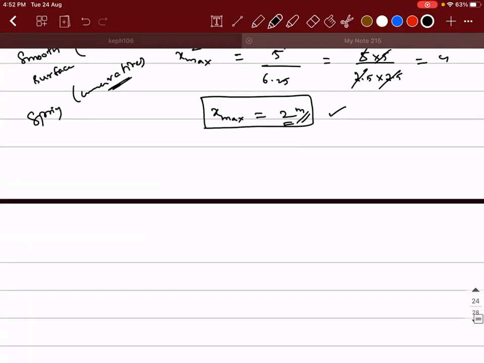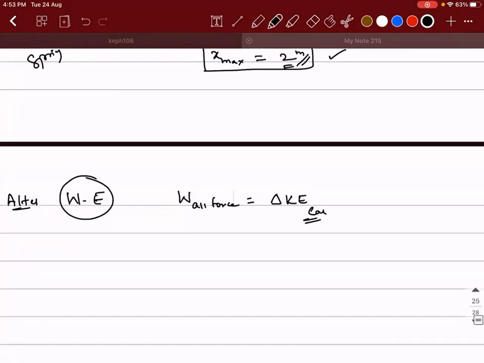Whereas if I try to solve the same problem using work energy theorem, observe the approach. When I use work energy theorem, what does the statement say? Work done by all forces is equal to change in kinetic energy. So here, who is having the kinetic energy? The car. So what is the work done by all the forces? That is work done by car, which is nothing because it's moving on a smooth surface.